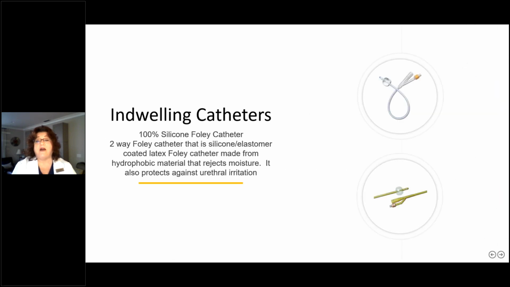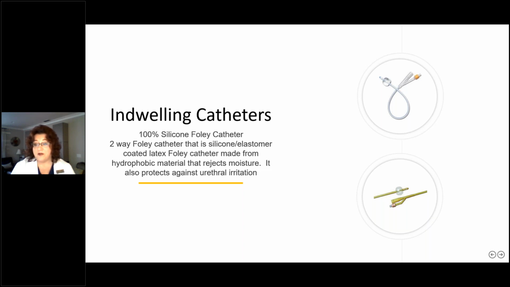So indwelling catheters, you can see some pictures here. There's 100% silicone Foley catheter, as you see, and a two-way catheter that's silicone also with an elastomer. So they're coated, and these latex Foley catheters are made from hydrophobic materials that reject moisture. So it also protects against urethral irritation, and you can see two pictures of those here.